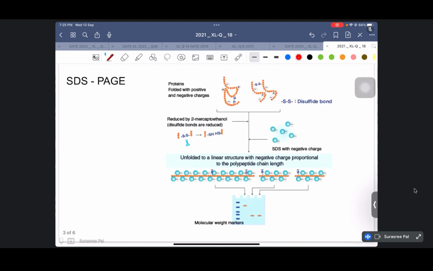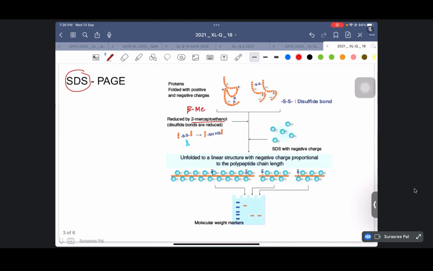Now going into more detail, how the proteins are negatively charged. Here comes this important factor, which is SDS. SDS is sodium dodecyl sulfate. What it does is that it imparts negative charge to the protein. Now before going to that, I would also like to discuss the role of 2-mercaptoethanol, which is also called beta-mercaptoethanol. We often write it as beta-ME. What it does is that it reduces the disulfide bonds.